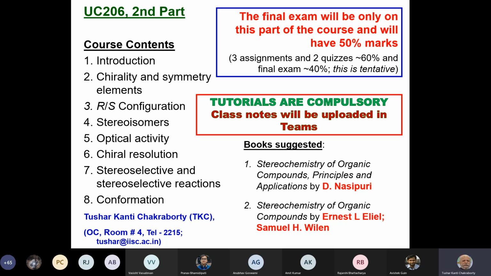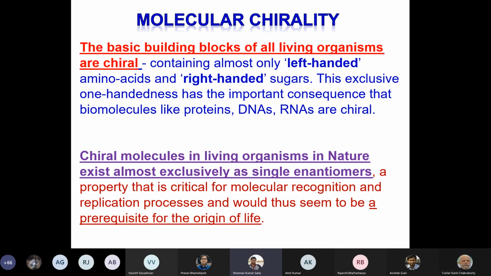So why do we learn stereochemistry? This is very important for us to see. Molecular chirality: you can see that the basic building blocks of all living organisms are chiral. We human beings are composed of biomolecules. You know that we have DNAs, RNAs, proteins, and many other molecules. Basically, we human beings are all made of molecules, and all the molecules are mostly chiral.